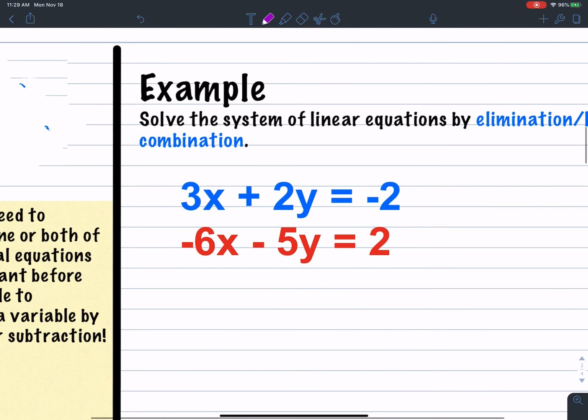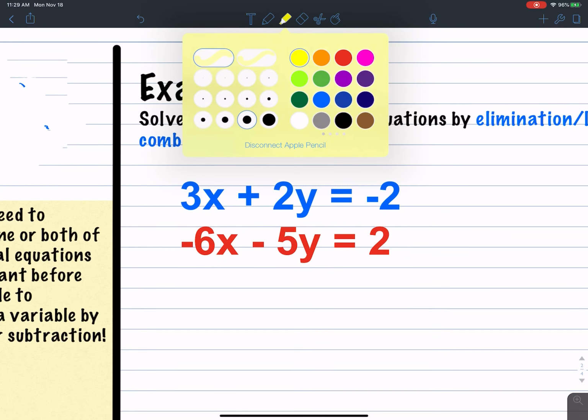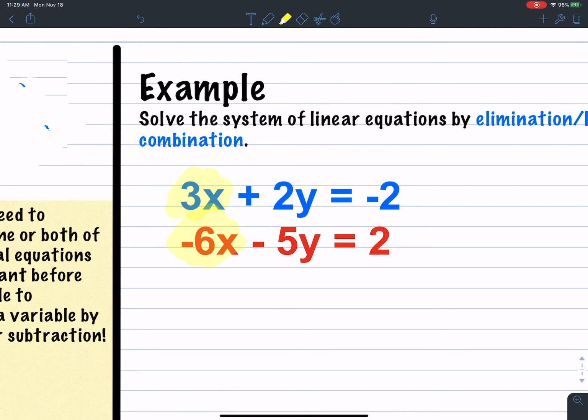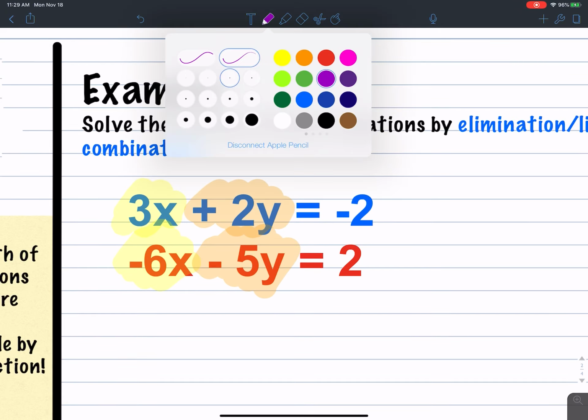So as we move forward, the way that they get harder is we'll notice, like with this one, if I analyze the like terms, like the x's are on top of the x's, but 3 and negative 6 can't be eliminated by adding or subtracting. Same thing if I look at the y's, positive 2y's and negative 5y's. Just by adding or subtracting 2 and negative 5, I can't get that to be a 0.